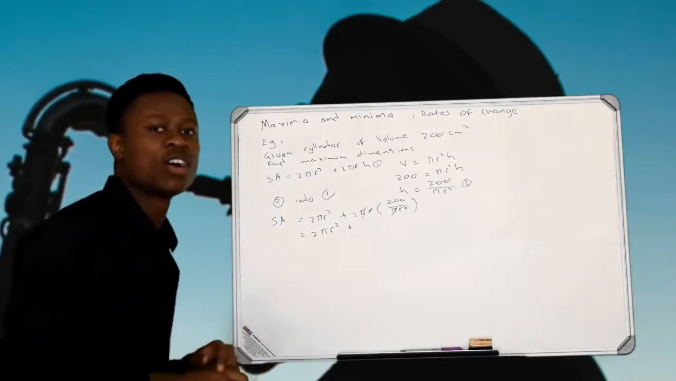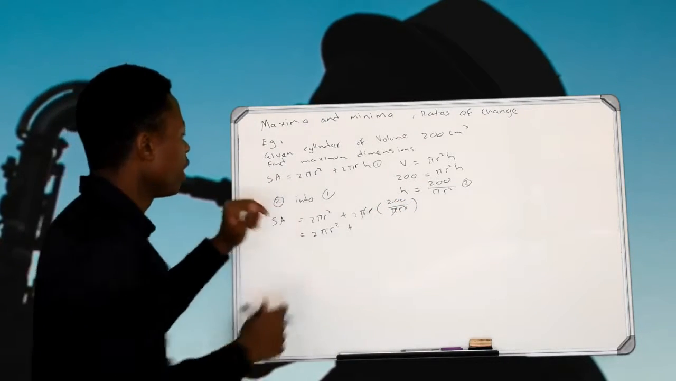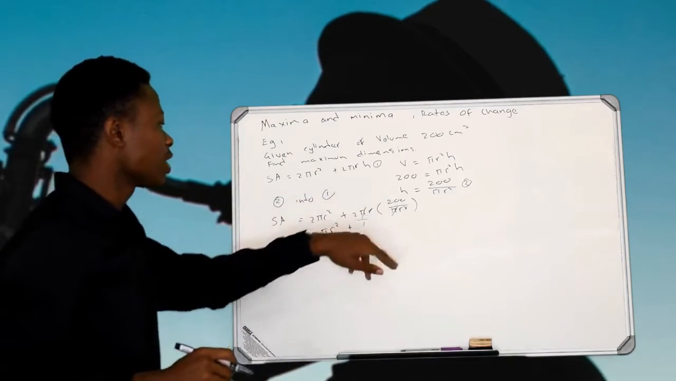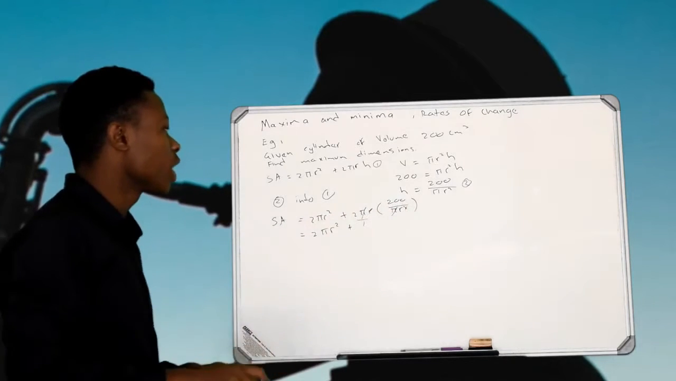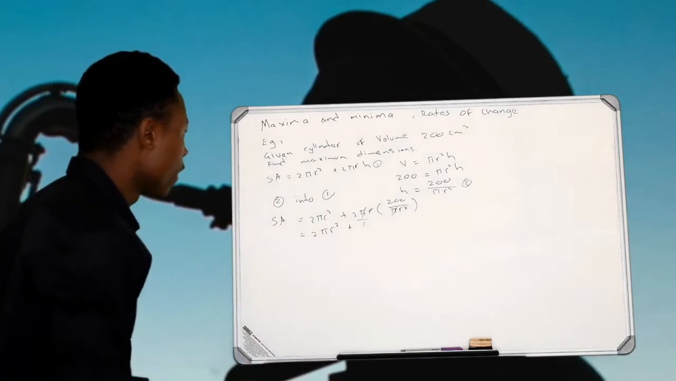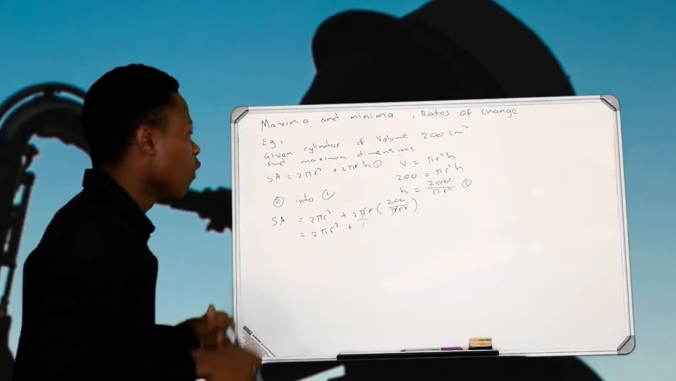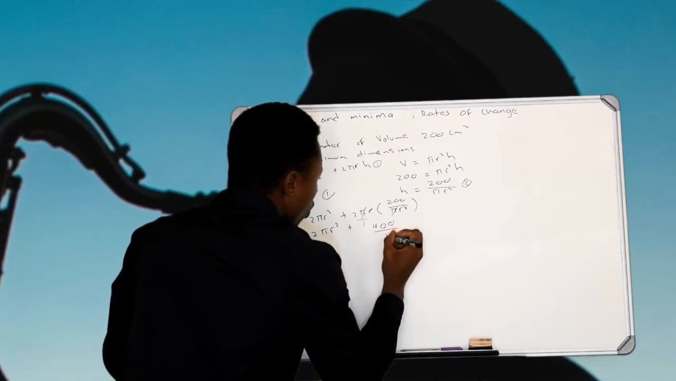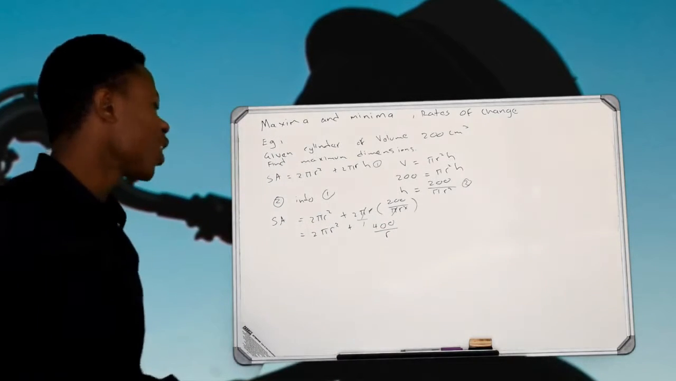The pi's can cancel out, right? Because this is 2 pi, this is over 1, right? So pi's will cancel out and r squared will cancel out. You'll be left with r at the bottom. Right? And 2 times 200 gives me 400. So I'm left with 400 over r. That's what I have. I have 400 over r.